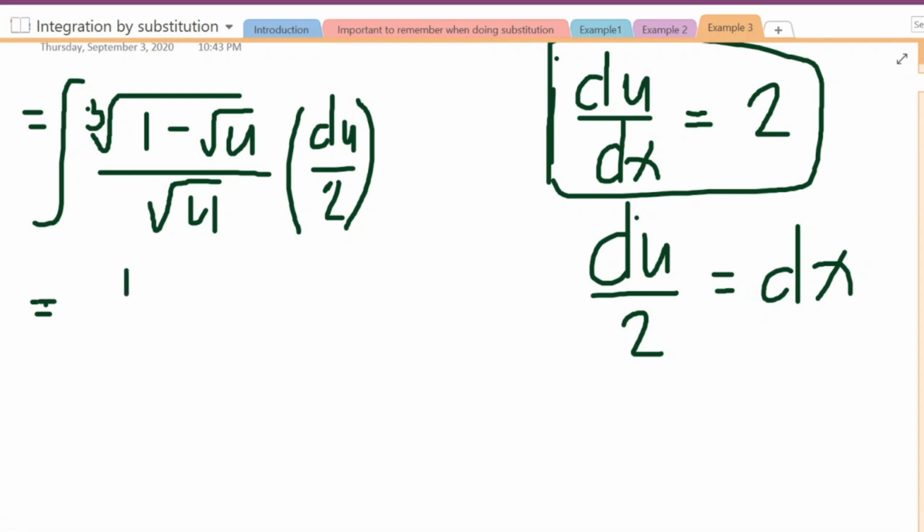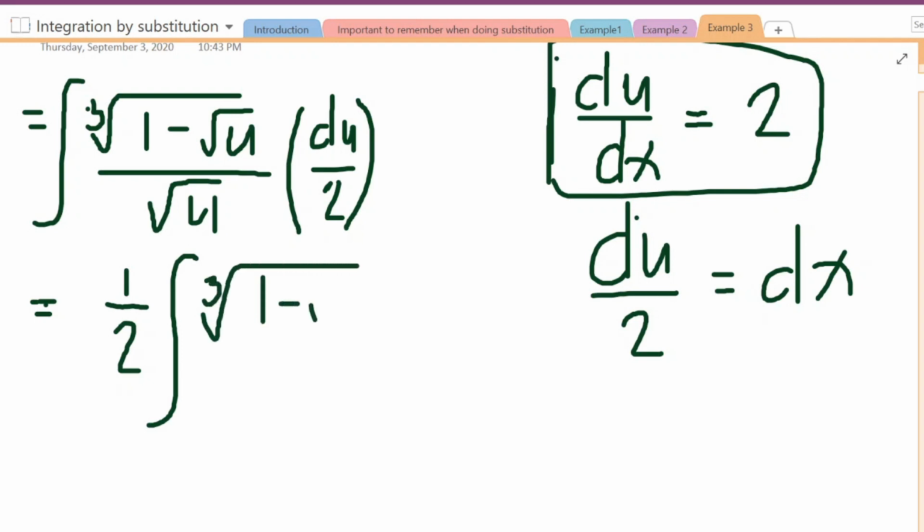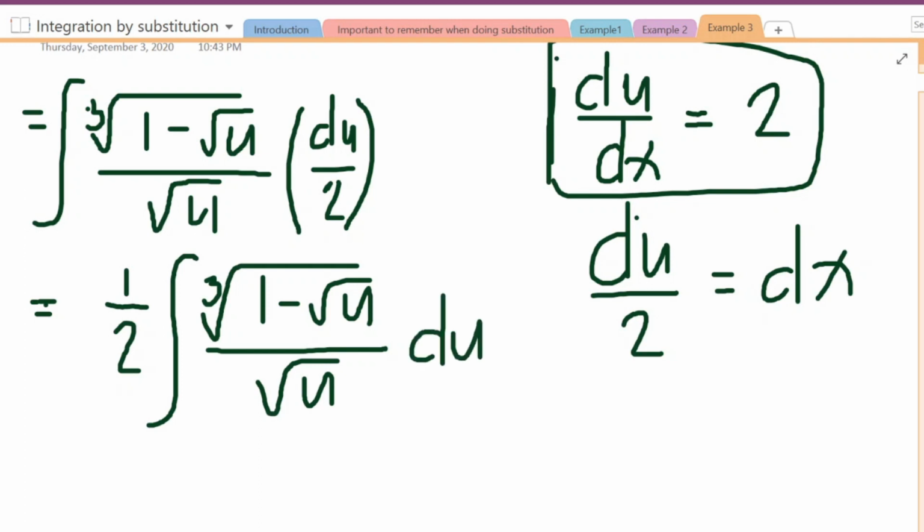We have 1/2 integral of cube root of 1 minus square root of u over square root of u du. That's because we just factored out 1/2.